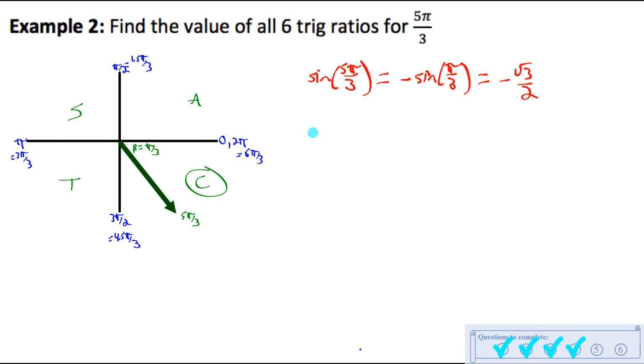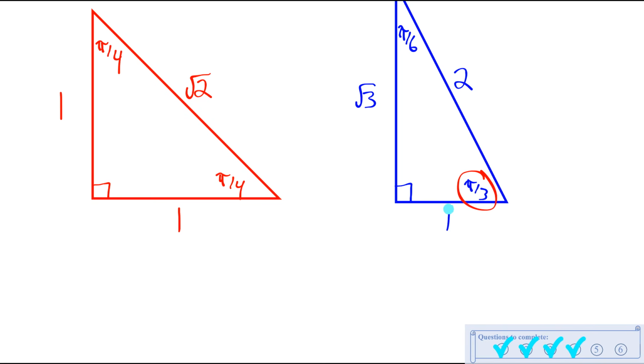So let's now do cosine of 5 pi over 3. I can use its reference angle, and I can actually leave it positive because we are in the cosine quadrant. So that equals cosine of its reference angle. And cosine of pi over 3, if we remember the special triangle, would be equal to adjacent over hypotenuse, which is a half.